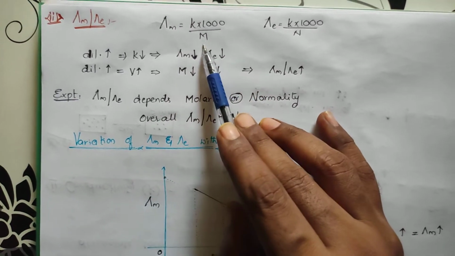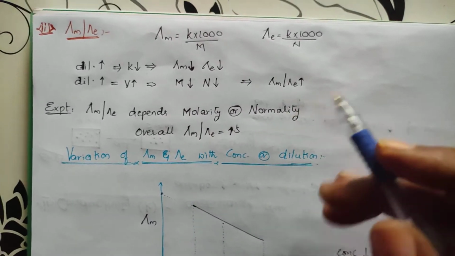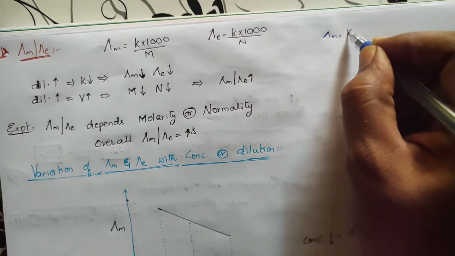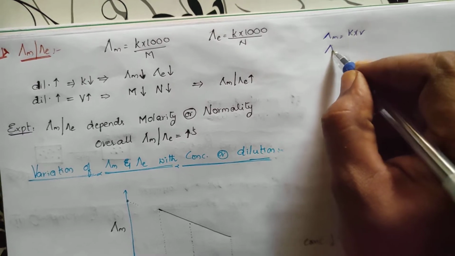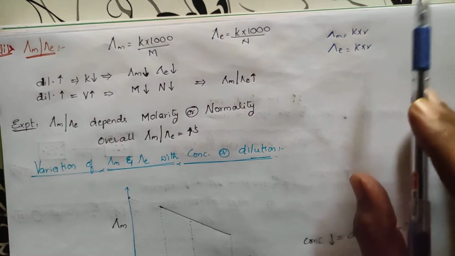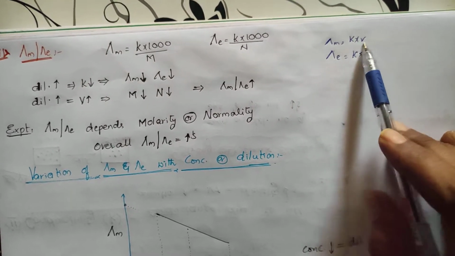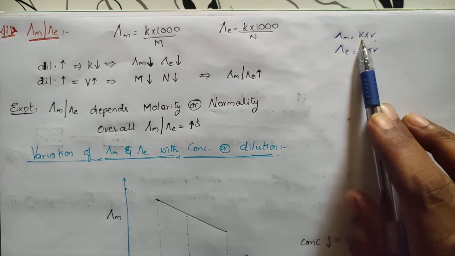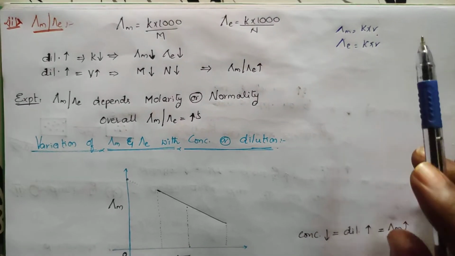Okay, you have written in this pattern. Generally, what is the formula here? Lambda M will be equal to K into V, or lambda E will be equal to K into V. So the first condition is dilution. If you increase the volume, this one will increase. If this one is decreased, this one will decrease, because these two are directly proportional.